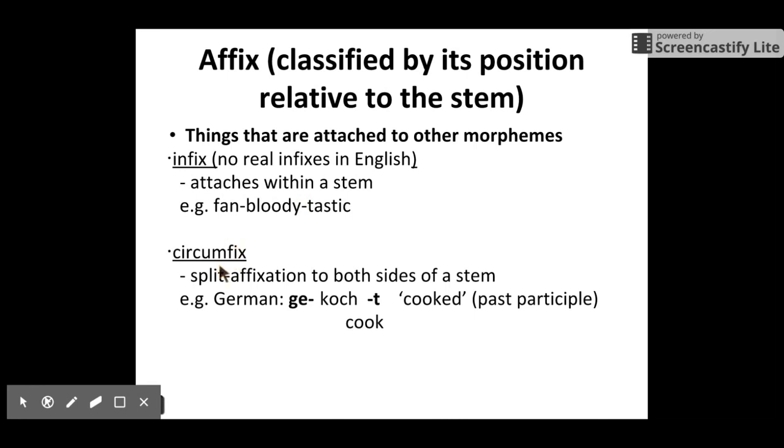And we have another special one, which goes around the stem. So it splits affixation to both sides of the stem. Not the beginning, not the ending, but both. In German, we have this example. So this morpheme is cook. And if you want to have a past version of this word, we have a circumfix.